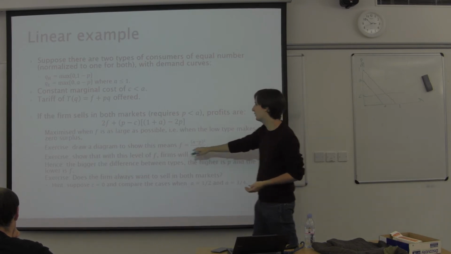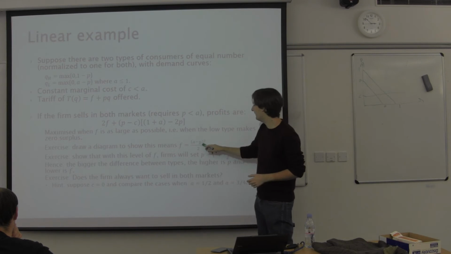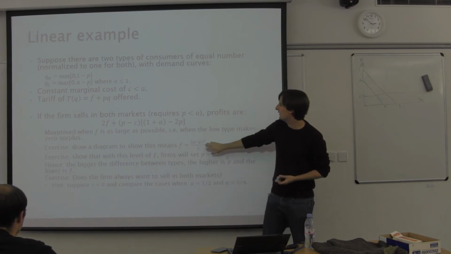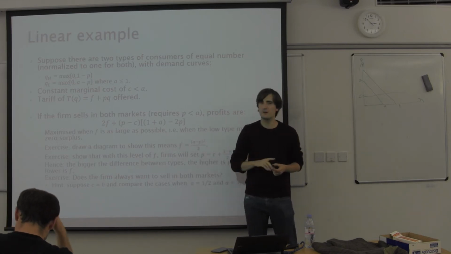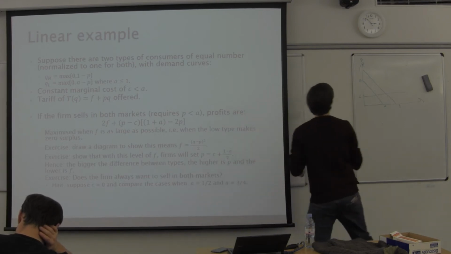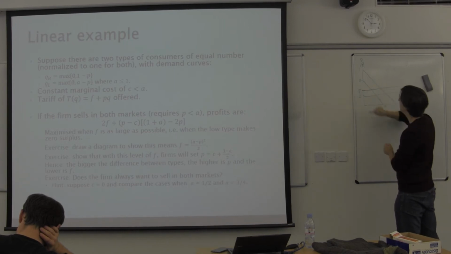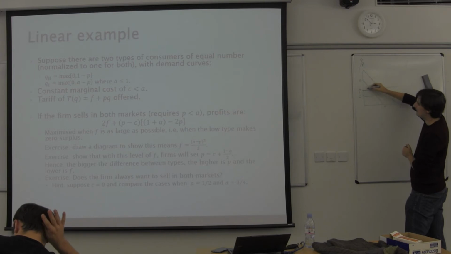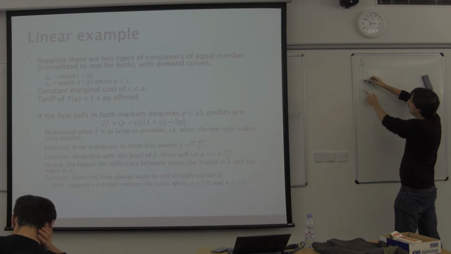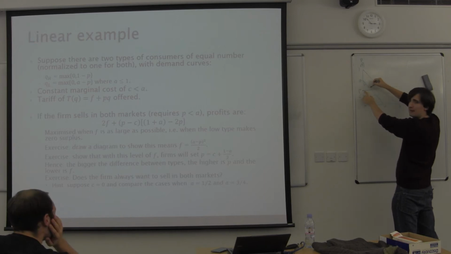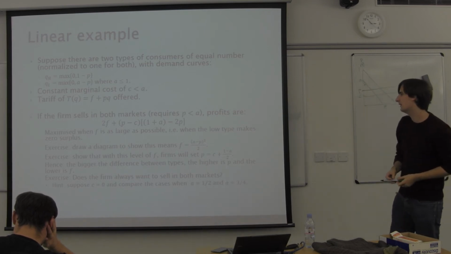So I say exercise, draw a diagram to show this means F is (A minus P) squared over 2. So I'm not going to go through this, but you can kind of see where it comes from. So F has to be the consumer surplus of the low value types, right? So if they're charging a price P above marginal cost, the consumer surplus of the low value types is this triangle here. So this is 45 degrees because it's 1 minus P. So this distance is A minus P, this distance is A minus P. The area of this triangle is going to be (A minus P) squared over 2.